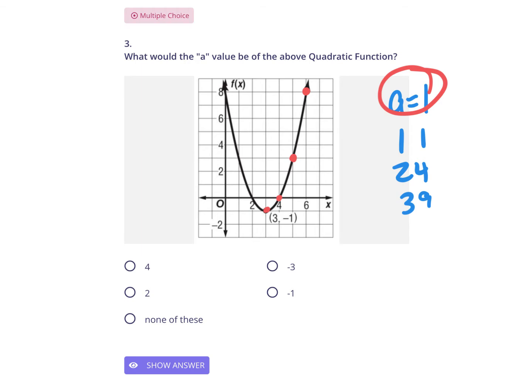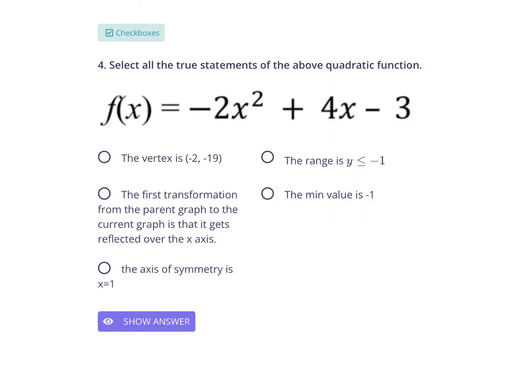And if you're looking for it, 4, 2, negative 3, negative 1, that would be none of these. That's your correct answer for this one. Select all true statements of the above quadratic function. I love these because we have a quadratic trinomial equation, and we're going to state everything about the parabola without even graphing it, all right?